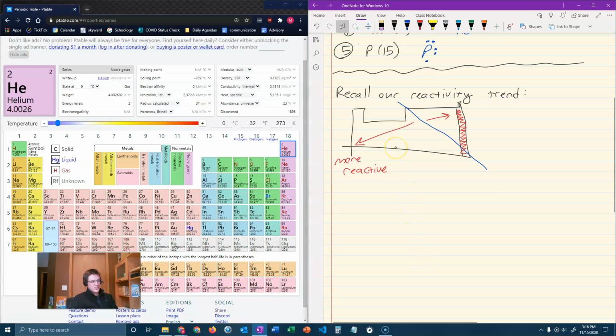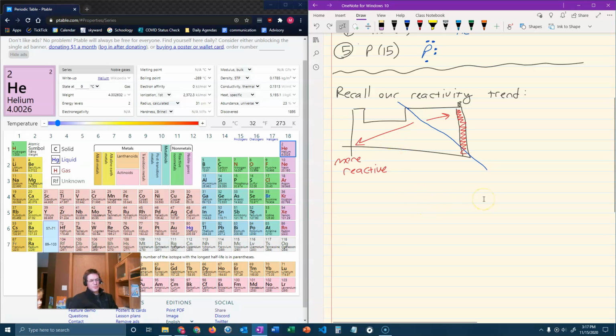So it's interesting to think, well, why is this? Why does this trend happen? Because we didn't talk about that when we were doing this concept. Why are the alkali metals so reactive, but the post-transition metals over here, they're hardly reactive at all? What's the big deal? Okay.